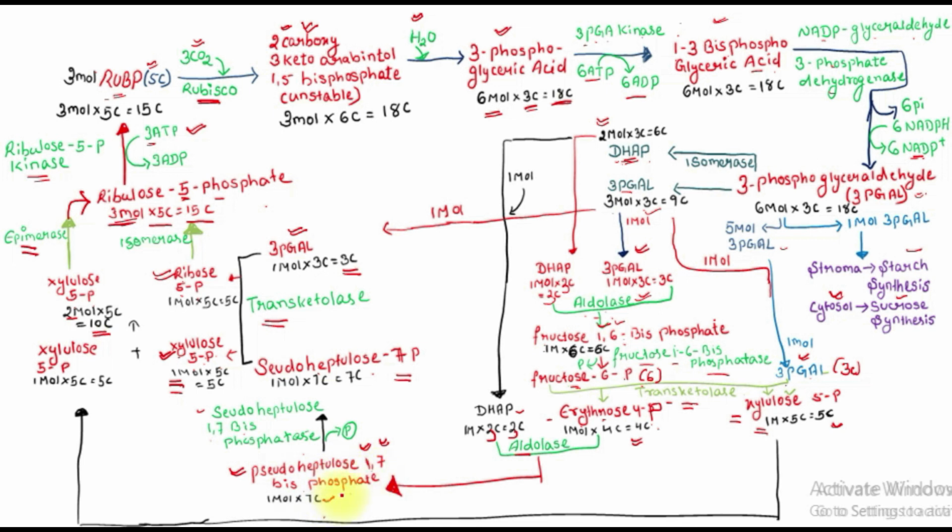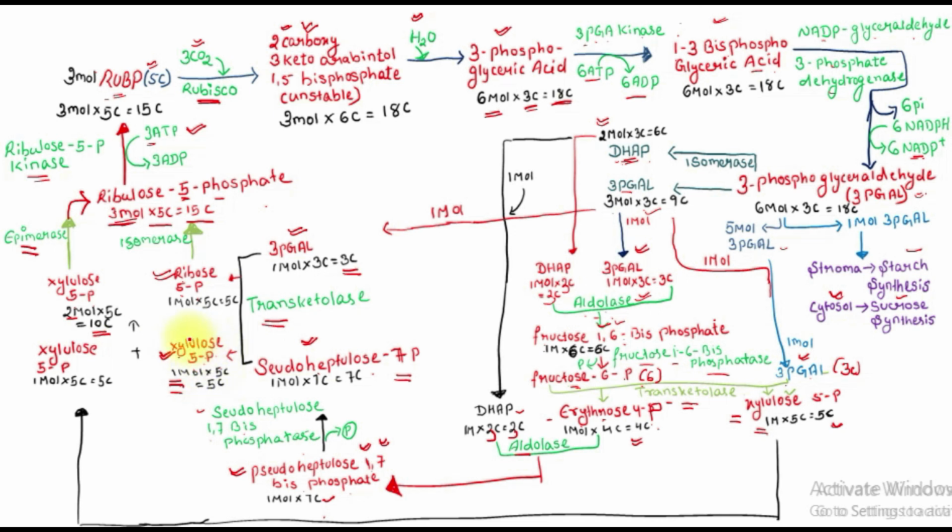sedoheptulose 1,7-bisphosphate. Okay. Now it will be converted into sedoheptulose 7-phosphate by removing 1 phosphate, and it needs the enzyme sedoheptulose 1,7-bisphosphatase. Now we were having next 1 molecule of 3-PGAL. This 3-PGAL will be utilized over here with sedoheptulose 7-phosphate. Sedoheptulose 7-phosphate and 3-PGAL in presence of the enzyme transketolase will give ribose 5-phosphate and xylulose 5-phosphate.